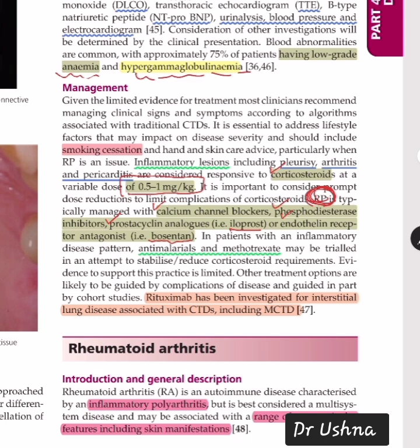If you find a patient with SLE or any other inflammatory disorder, HCQ can be given, or methotrexate can be given as an immunomodulatory drug. And for the refractory cases, rituximab is the option. So this is all.